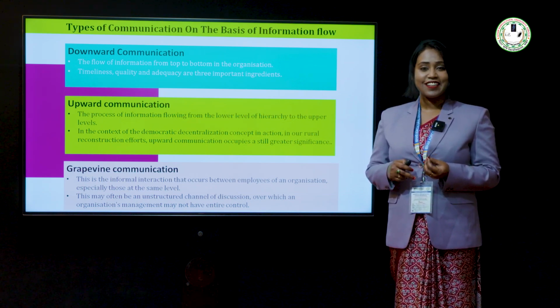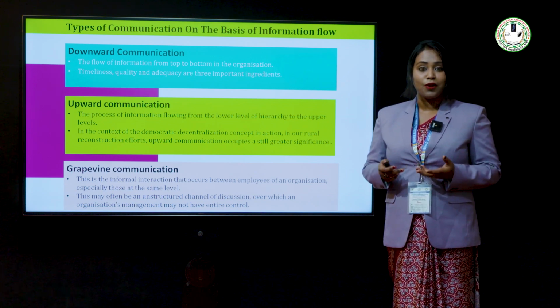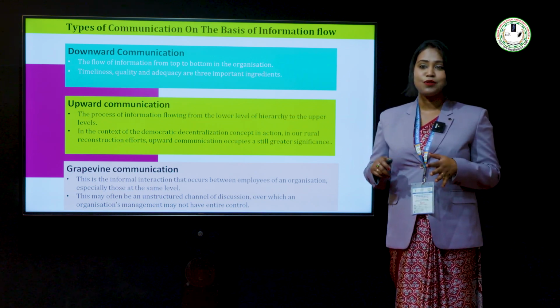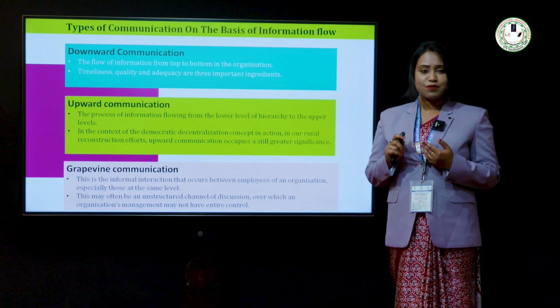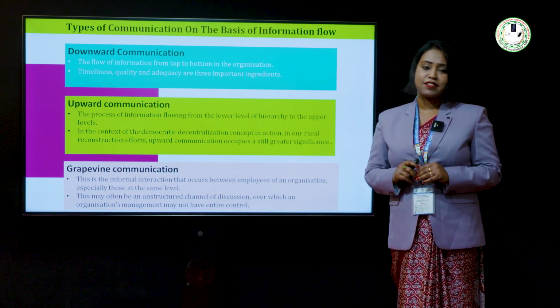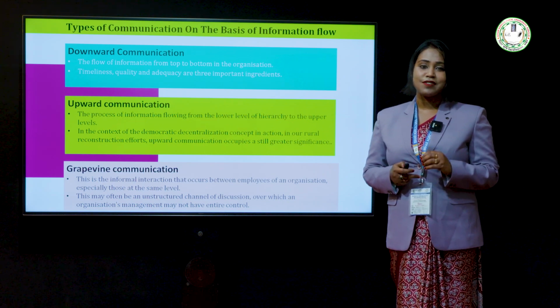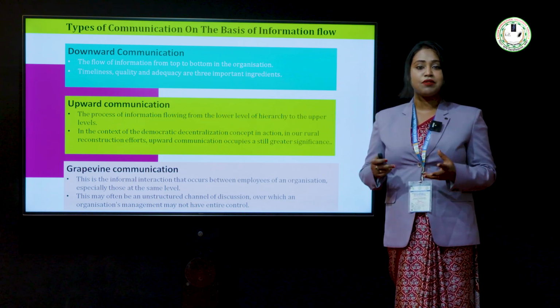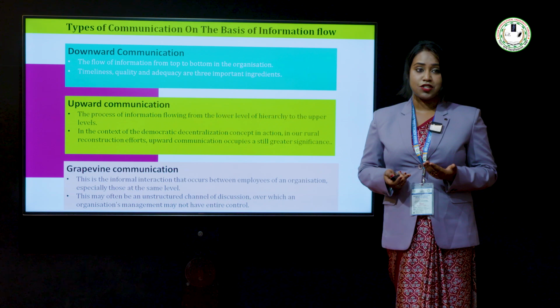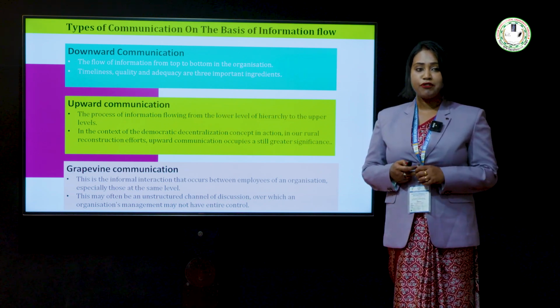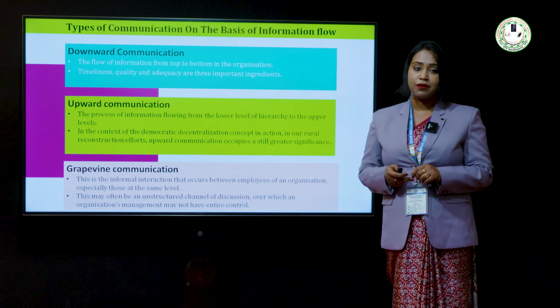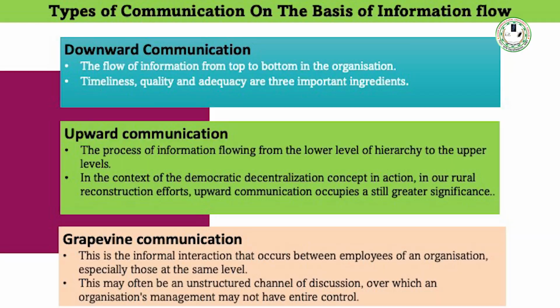Here, grapevine communication is the most informal communication. It is very informal, because we all know that grapevine has no such directions. It's like horizontal, but it has no exact format of directions. So this is very informal interaction that occurs between employees of an organization, especially those at the same level. These may often be an unstructured channel of discussion over which the organization's management may not have entire control.